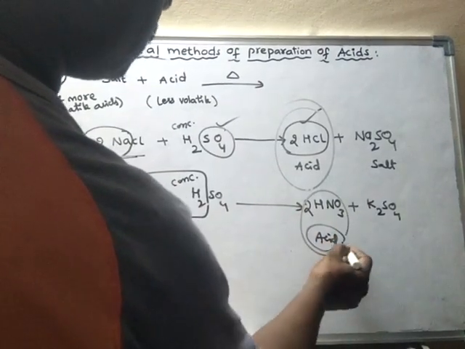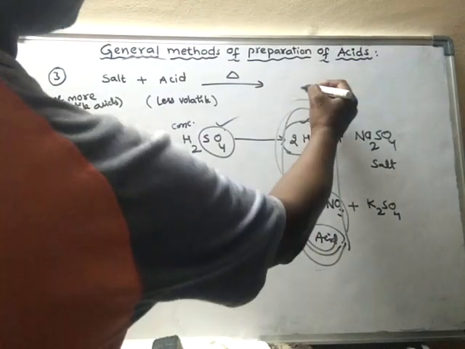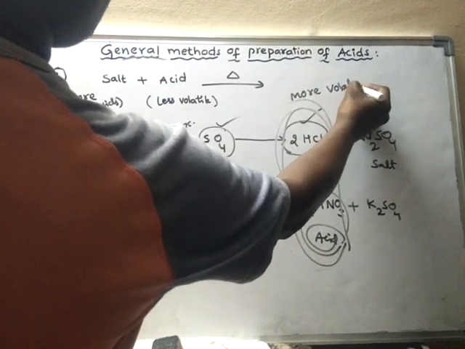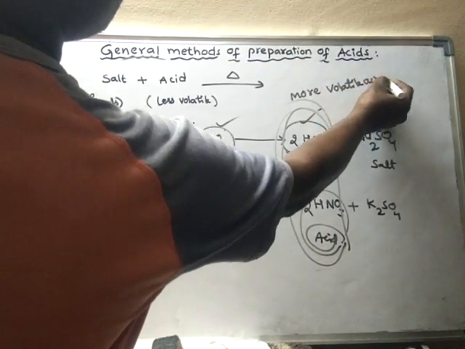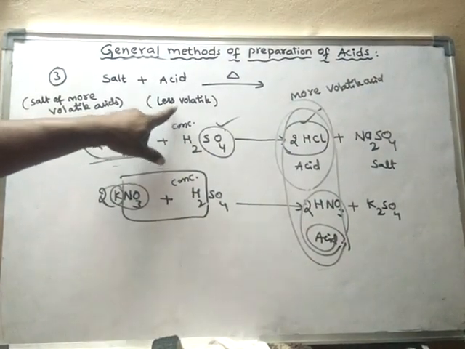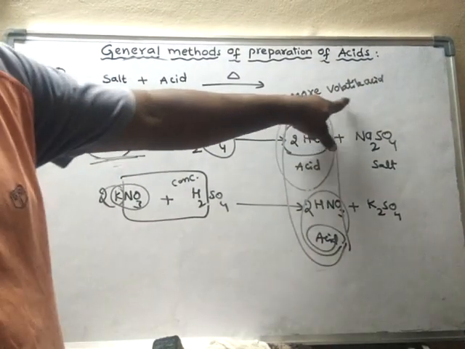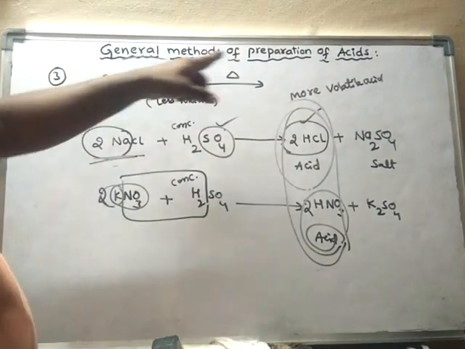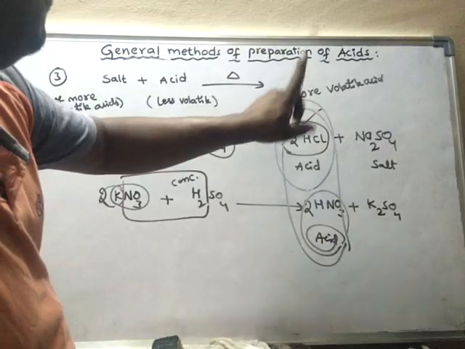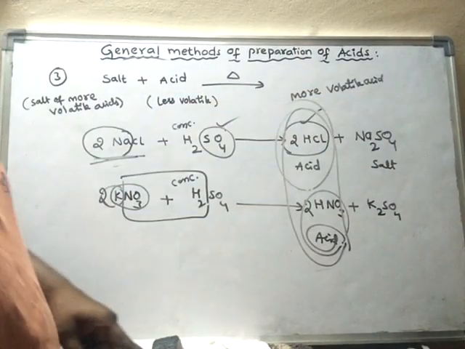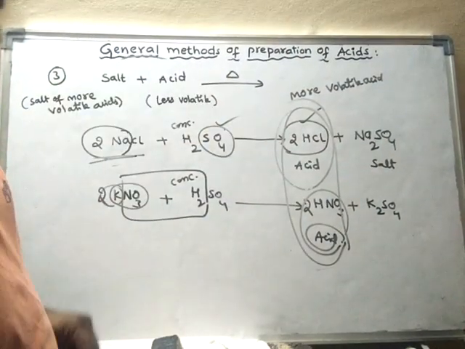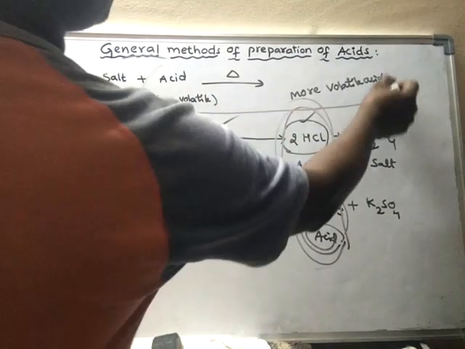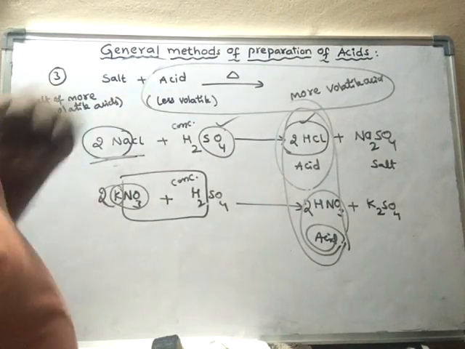Okay, this is an acid. Here these acids are more volatile acids. From less volatile acid, we are preparing more volatile acid. That is the important thing. So the other method of preparation of acids is we will prepare more volatile acids. The newly obtained acids are more volatile acids. From less volatile acids, more volatile acids are produced.